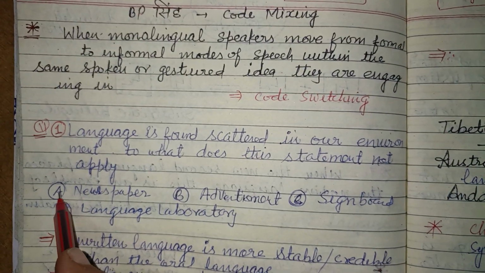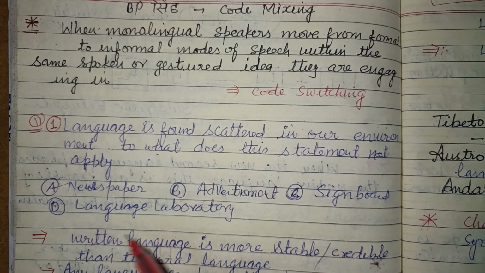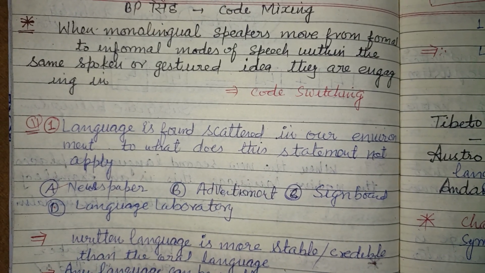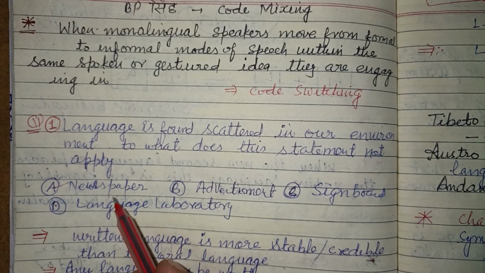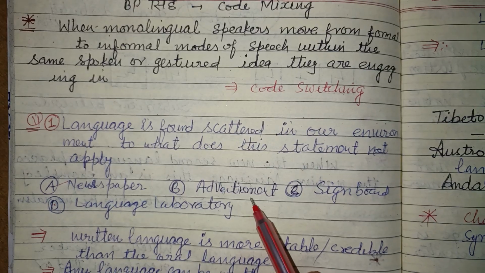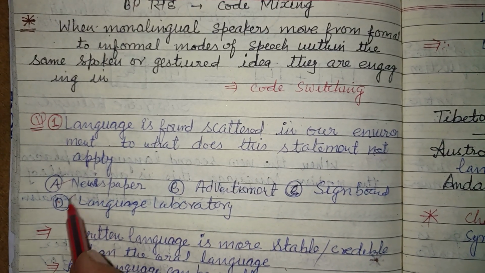Question: language is found scattered in our environment. To what does this statement not apply? Newspaper, we can see language in a newspaper, advertisement, signboard, language laboratory. So a language laboratory is not available everywhere. You can see newspaper, advertisement, signboard. So D is the correct answer to this question.